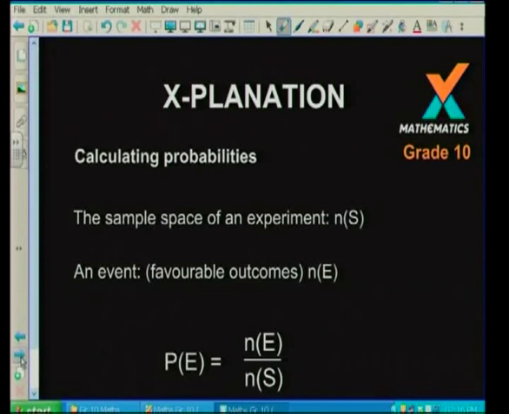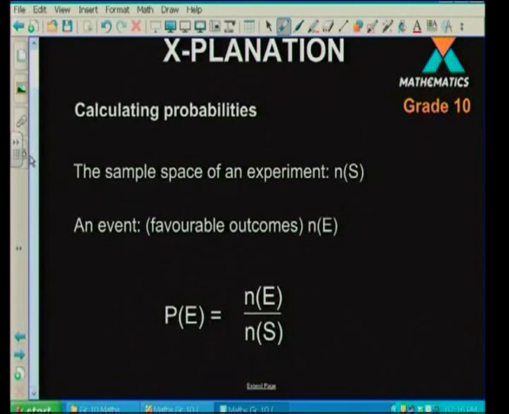Right. Let's move on and talk about our sample space. The sample space of an experiment is denoted as n(S). Now, let's say, for instance, I am throwing a die. What are the possible outcomes that could happen? It could be 1, it could be 2, it could be 3, 4, 5, or 6. So my entire sample space will be 1, 2, 3, 4, 5, and 6.